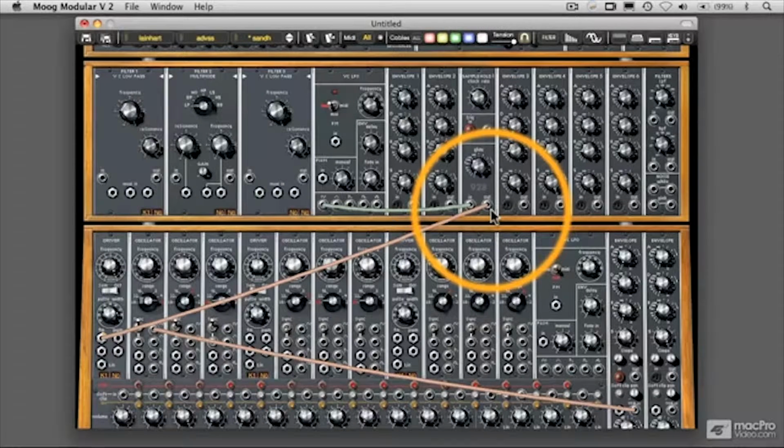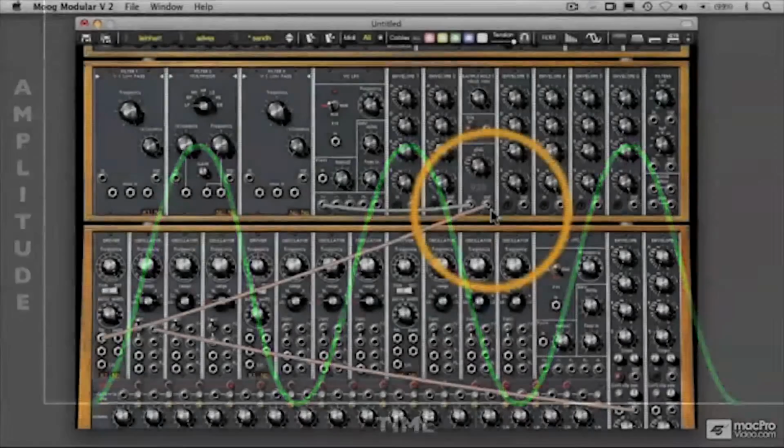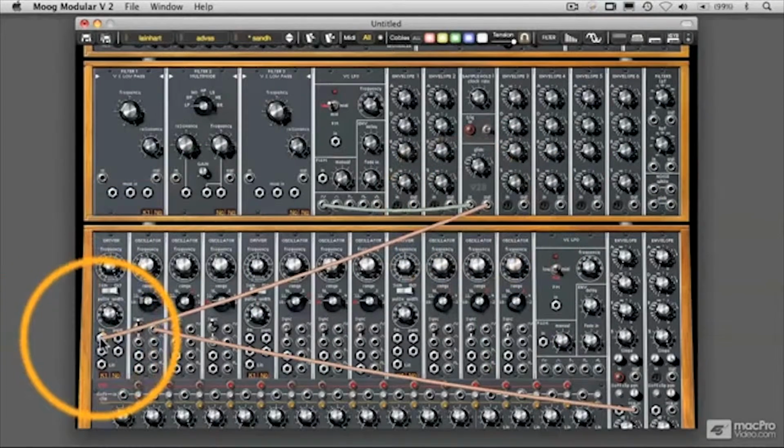I'm not playing those notes by any means. I can't play that fast. So we're getting basically a kind of an arpeggiation effect. And that is the result of the sample and hold sampling that sine wave that's going in there. You can hear that there's a series of steps going up and down that are corresponding to the shape of the sine wave.